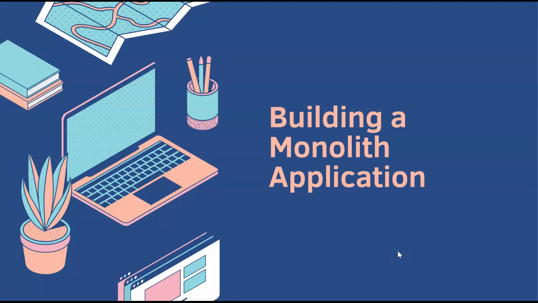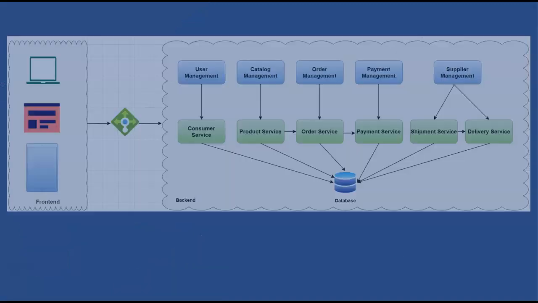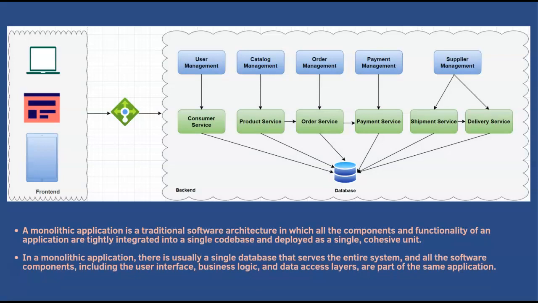You are learning microservices, and today's topic is building a monolith application. So, what is a monolith application? A monolith application is a traditional software architecture in which all the components and functionality of an application are tightly integrated into a single code base and deployed as a single cohesive unit.